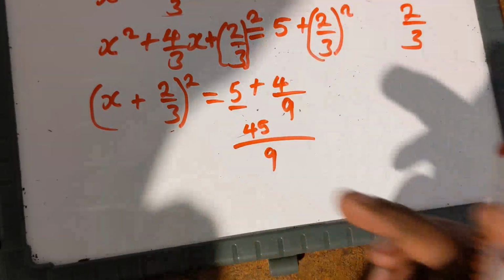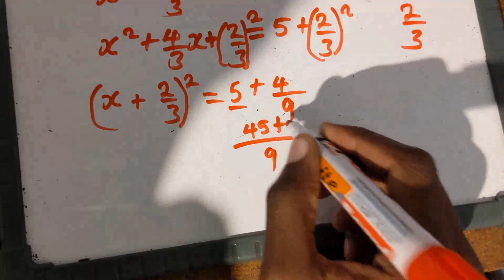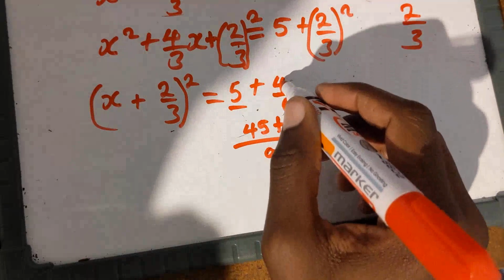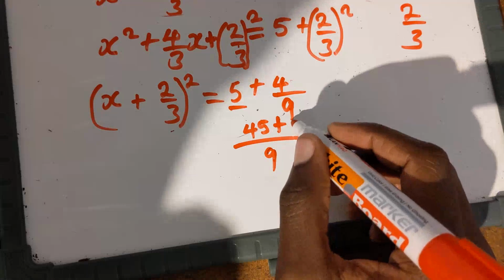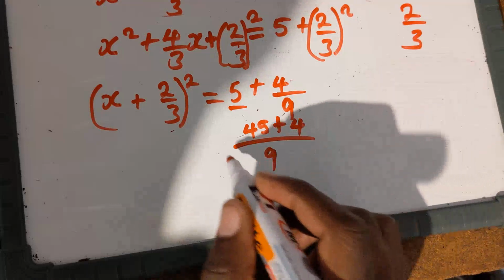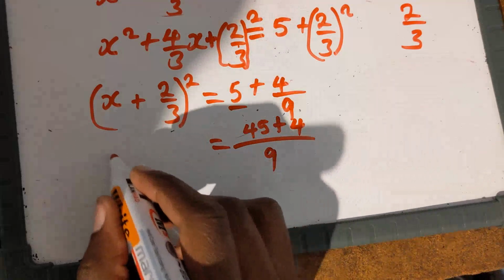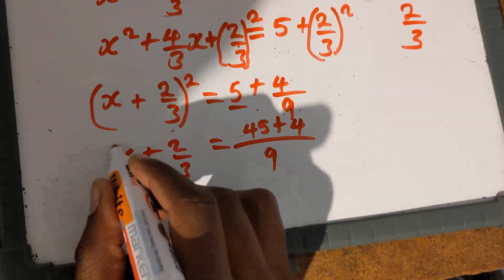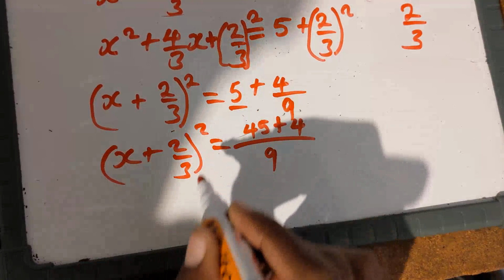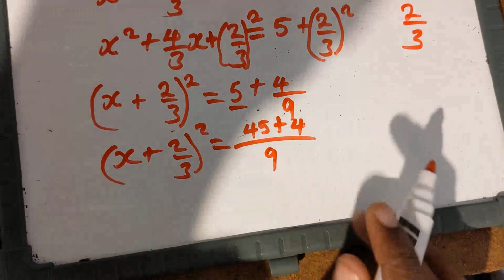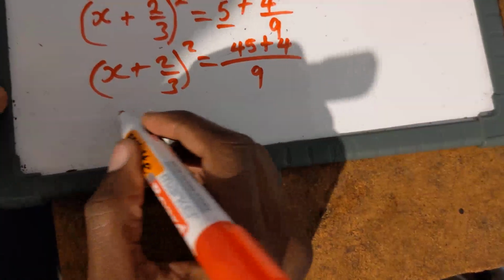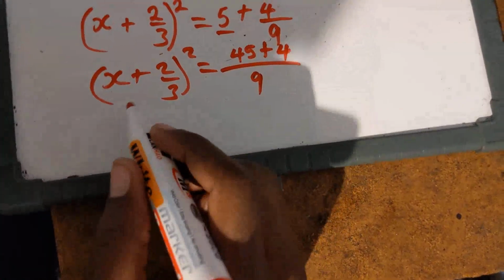9 times 5, it's 45. Then there is plus. Okay, then 9 into 9 is 1. 1 times 4, that is going to be 4. Don't forget that this side there is x plus 2 over 3, then squared like that. So 45 plus 4, that is going to be 49. Okay, so that is going to be 49.